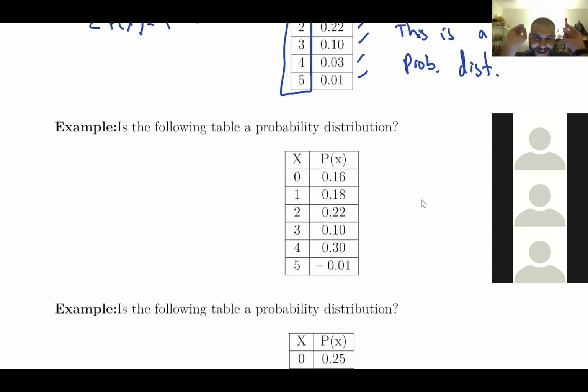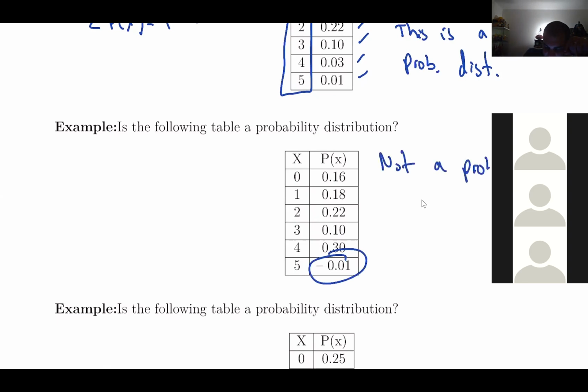For this problem, it should literally take you 1 second to know that this is not a probability distribution. Why is this not a probability distribution? Cool, I'll say not a probability distribution. As soon as you see the negative, you should already know. You shouldn't even last 2 seconds on this problem. If you last more than 2 seconds, you're wasting your time.